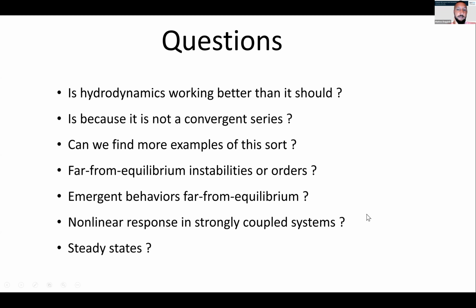Now, of course, the other question is, can we find more examples of this sort where these universal features appear far from equilibrium? Are they really universal? What do they really mean? And this is also connected with emergent behavior far from equilibrium, order far from equilibrium, or instabilities, etc. And then in general, I think it's a very interesting question to start to explore nonlinear response in a strongly coupled system, including holographic models.